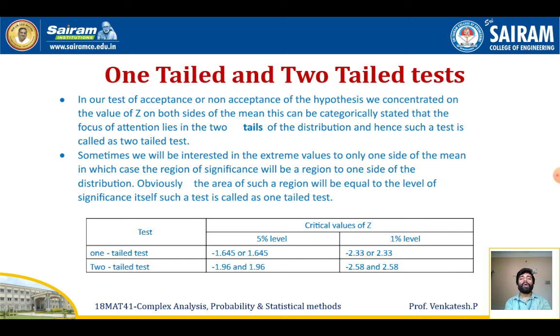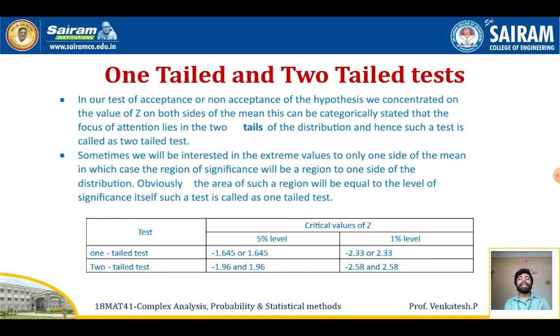So next is one-tailed and two-tailed test. In our test, for the acceptance or the non-acceptance of the hypothesis, we concentrate on the value of z on both sides of the mean. So it can be categorically stated that the focus of attention lies in two tails of the distribution. Hence such a test we will call a two-tailed test.